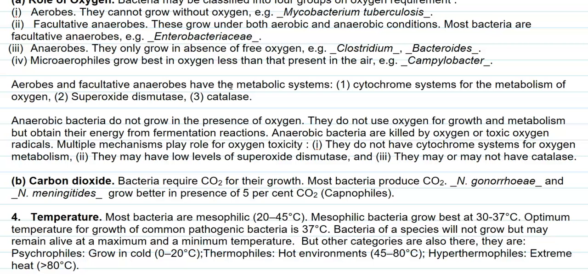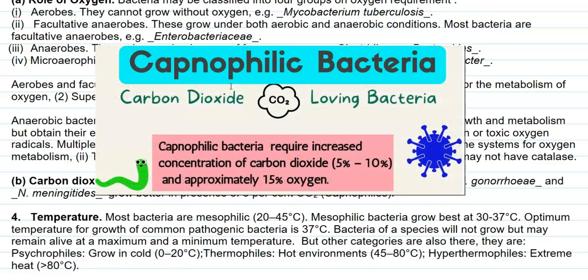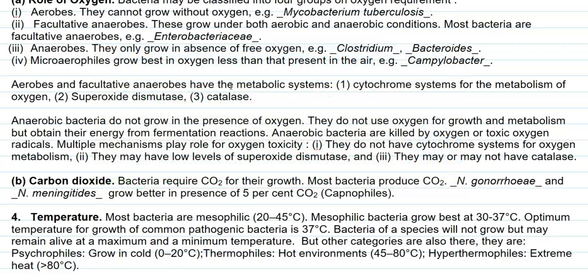Here, some special groups of bacteria which are referred to by the term capnophils are able to grow better only in the presence of at least 5% carbon dioxide concentration. A typical example is certain pathogenic organisms such as Neisseria gonorrhoeae as well as Neisseria meningitidis.